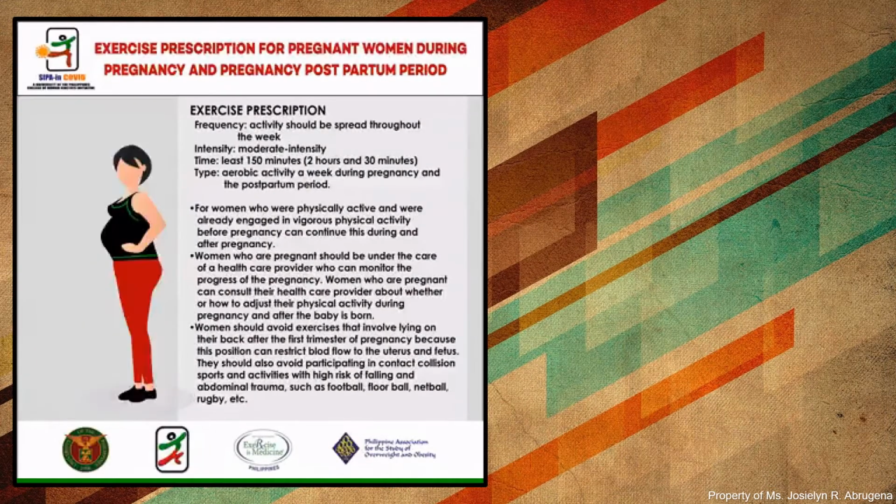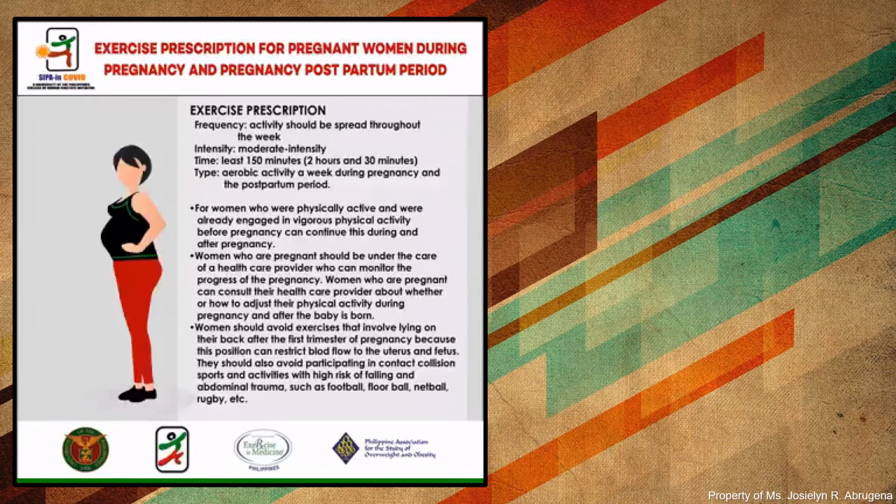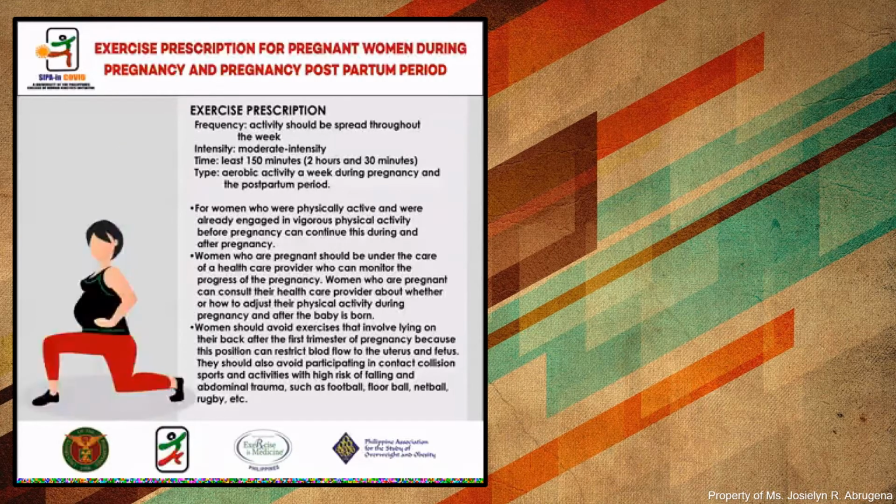Exercise prescription for pregnant women during pregnancy and the postpartum period. Intensity: moderate intensity. Time: at least 150 minutes, or 2 hours 30 minutes. Type: aerobic activity a week during pregnancy and the postpartum period.